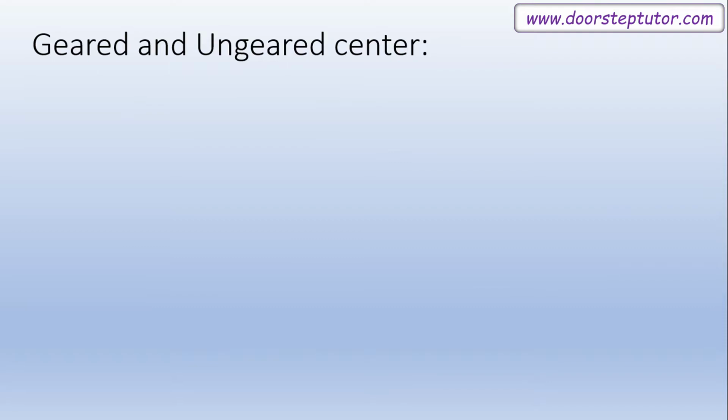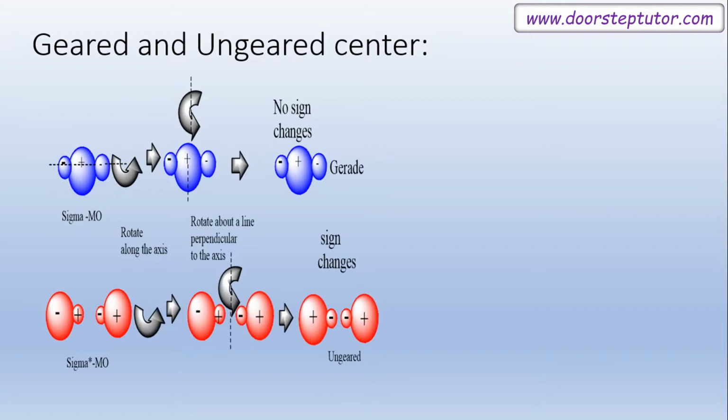Right. Next, zerred and unzerred center. In the last slide we have seen when the signs change or do not change. If the signs change after reflection, then you can use unzerred. If the signs do not change after reflection, you can use zerred center only. Clear, students? This is a sigma bonding molecular orbital, where the electrons are in sigma molecular orbital only.